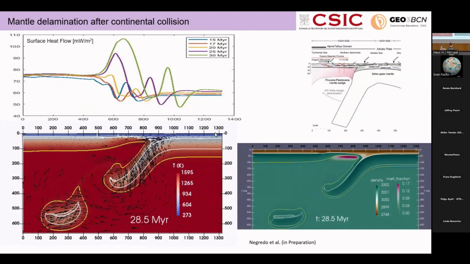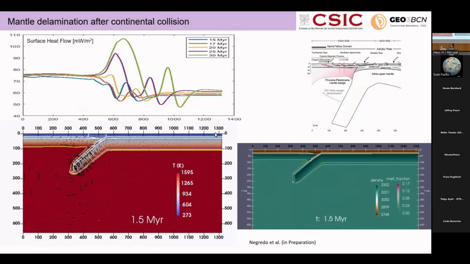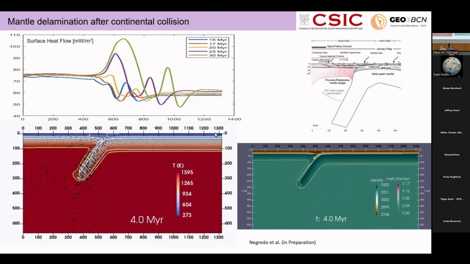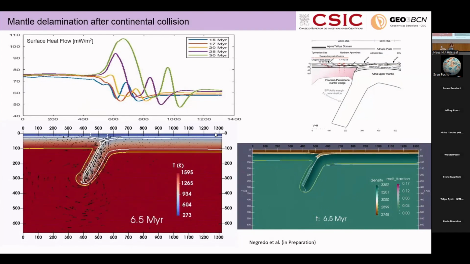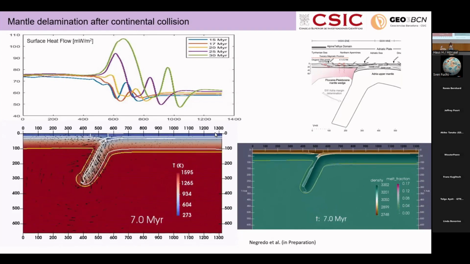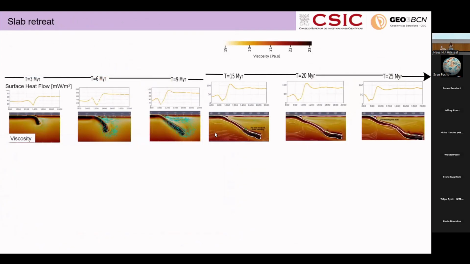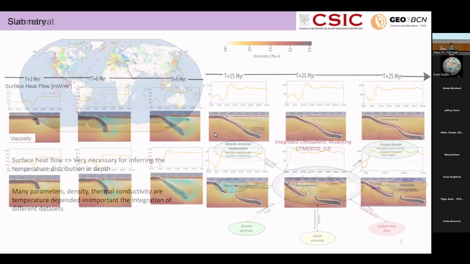And then we can see how the surface heat flow maximum gets wider and is moving with mantle delamination. This second peak could be related also to the delamination: the crust is getting shortened, getting thicker, with more radiogenic heat production. There are other processes, such as retreat, where you could also correlate the processes with the surface heat flow, but I will not go into that.